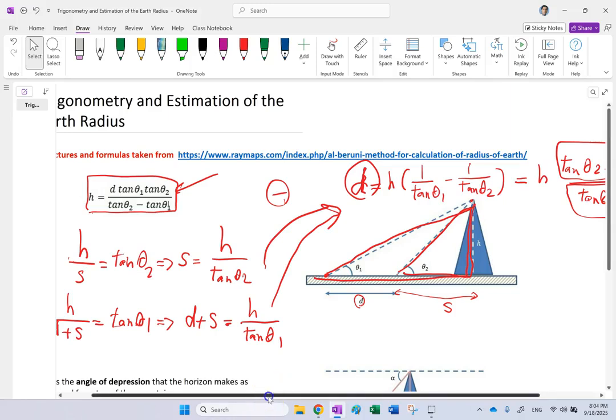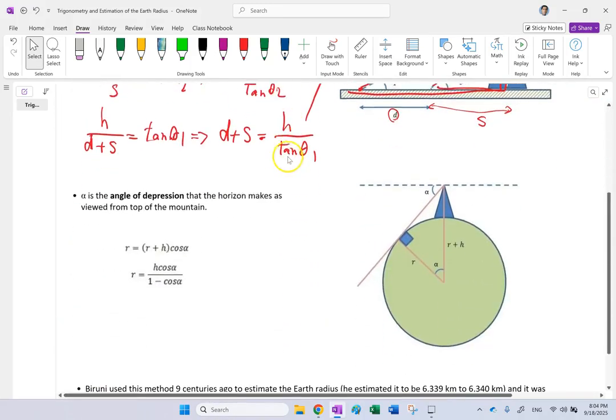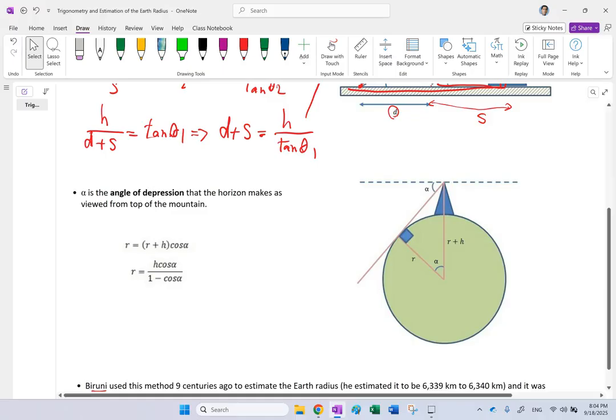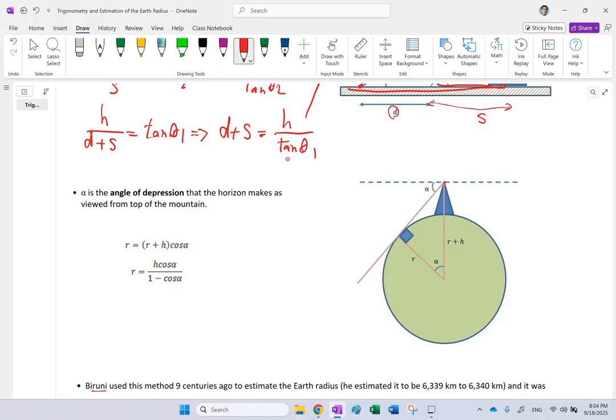Now that you have the height of the mountain, how would you use it to measure the radius of the earth? So now he climbed to the top of the mountain, and again, using his angle measuring device, the astrolabe, he could measure this angle alpha, which we call the angle of depression. And this is the angle between a horizontal plane, not parallel to, I mean perpendicular to the mountain, right?